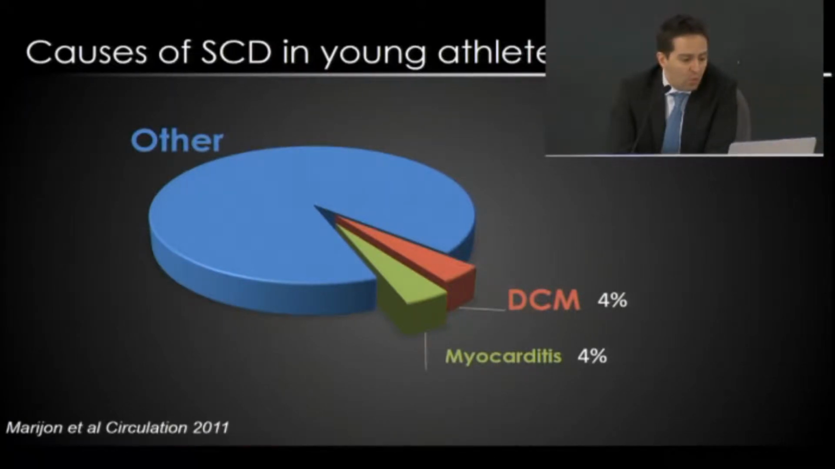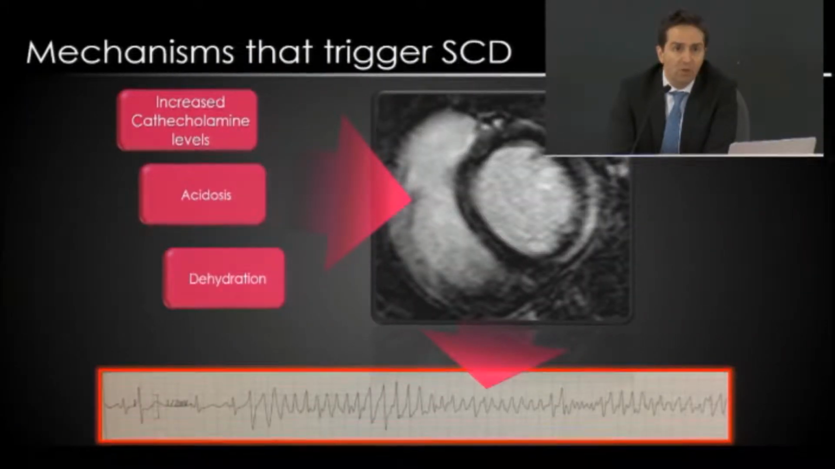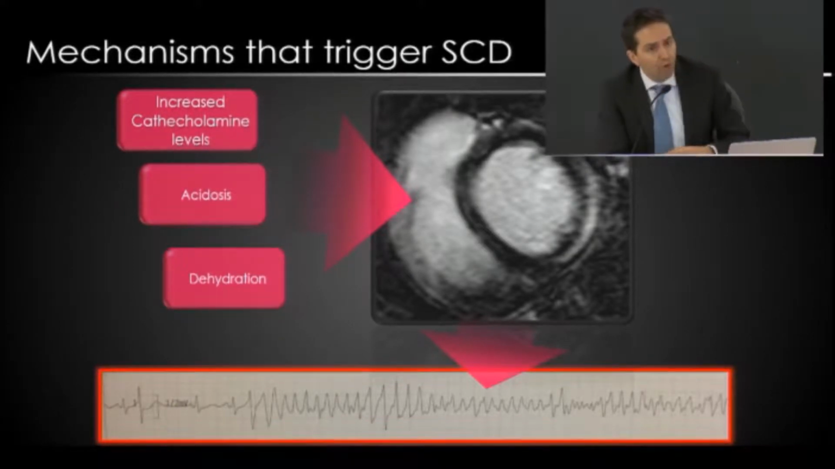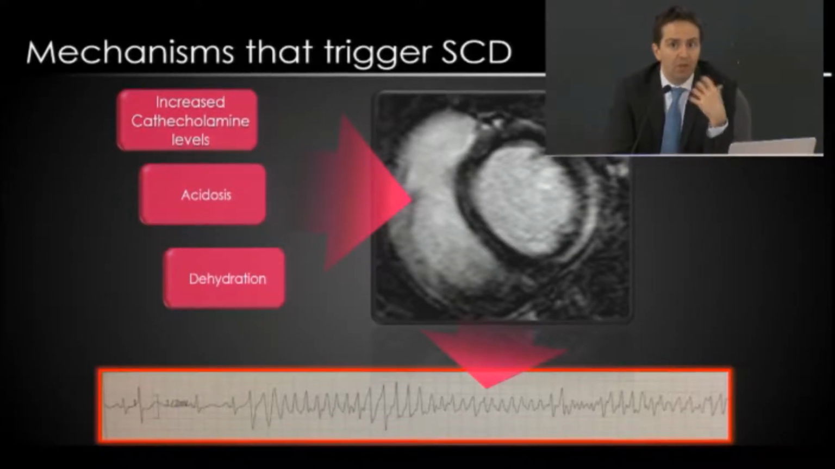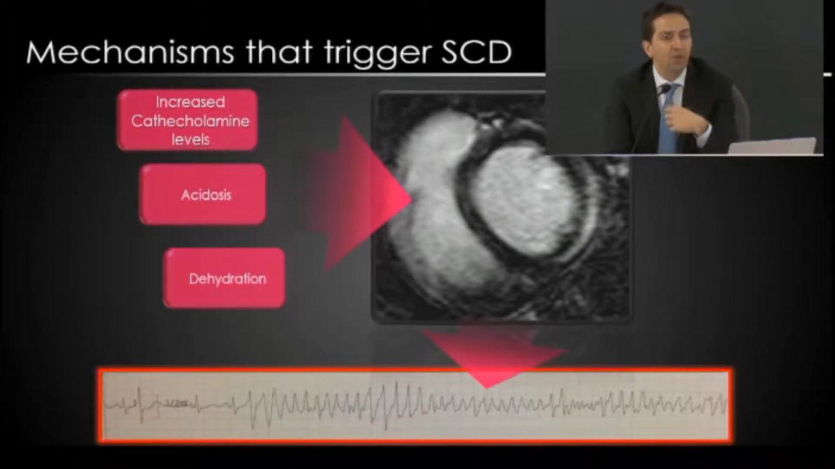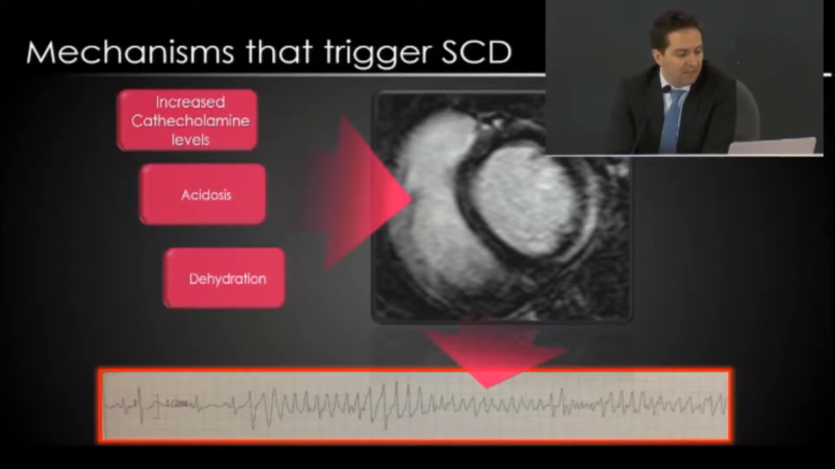And how can sudden cardiac death occur in these individuals? Of course, to have a sudden cardiac death, we need a pathological substrate that you can see here. You can see areas of disarray or scar within the left ventricle that represent the substrate. And over this substrate, some stimuli, such as increased catecholamine levels or acidosis during sport activity or dehydration, can be responsible for the occurrence of malignant ventricular arrhythmias, and this may lead to sudden cardiac death.